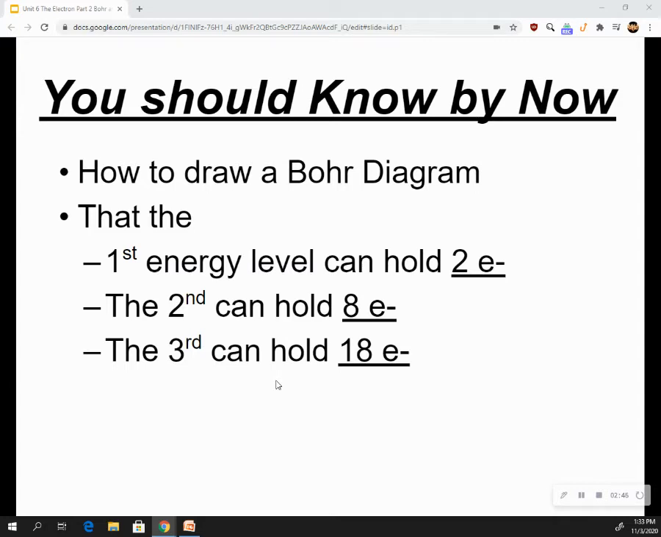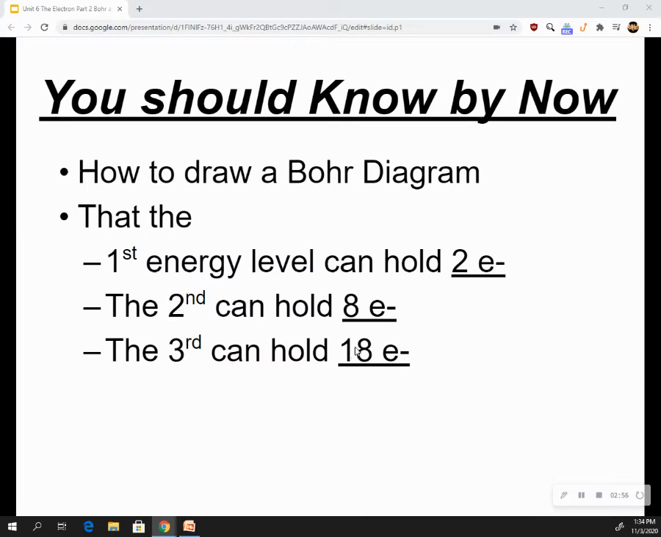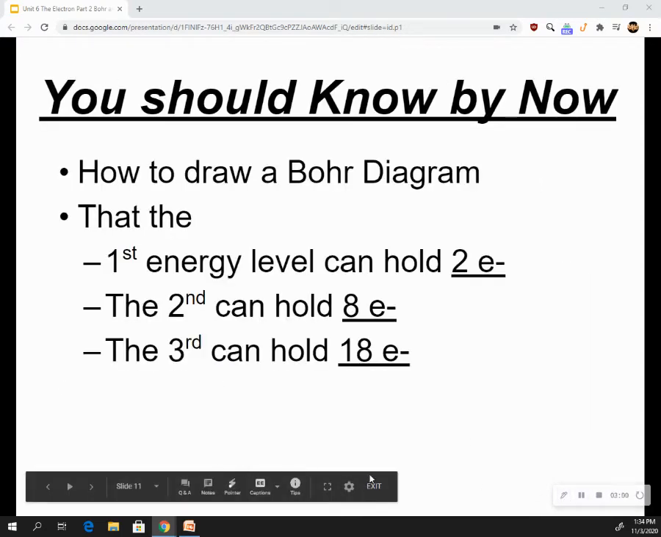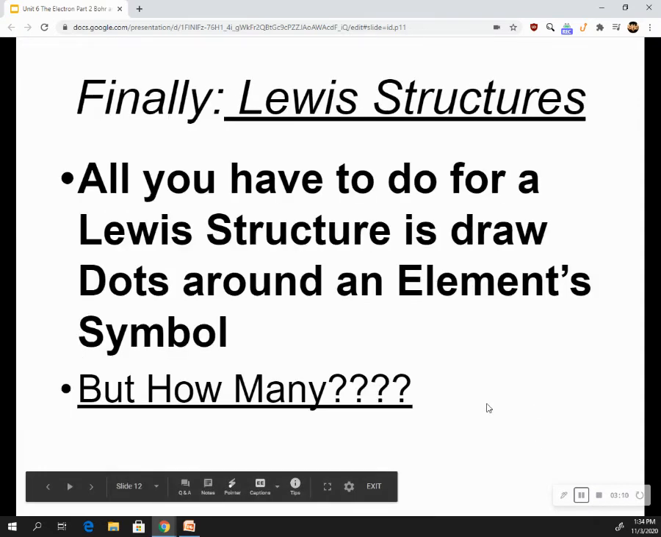First energy level, 2. Second energy level, 8. Third can hold up to 18 electrons. All right? It can hold 8 electrons. That's a bad mistake. I apologize. Let me pause this real quick. Fixed. So first energy level 2, second energy level 8, third energy level 8. We'll go on from there.